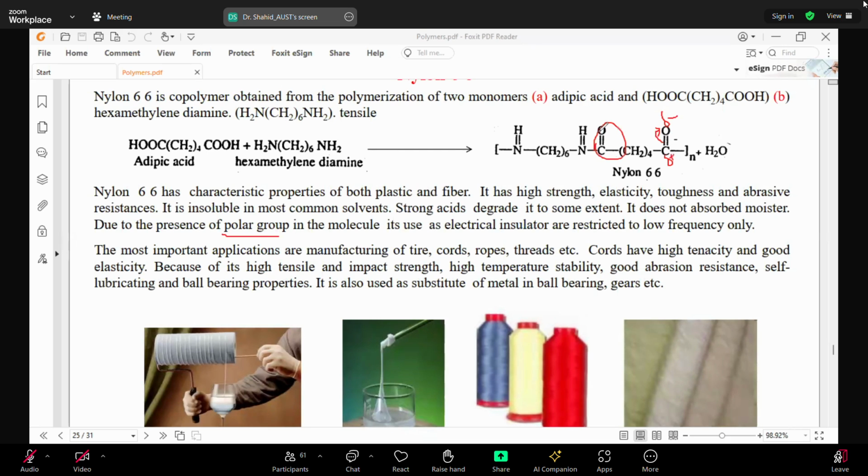And this group is also a little bit polar. Okay, understand? Response, please. Student, can you hear me? Yes, sir, I can hear. Okay. So it is used as an electrical insulator, restricted to low frequency only.